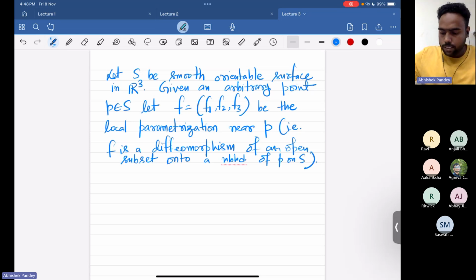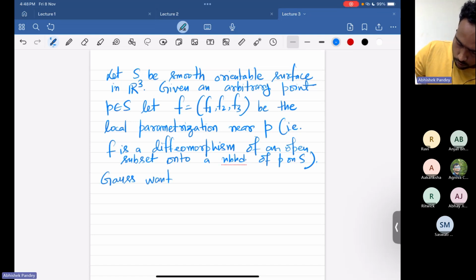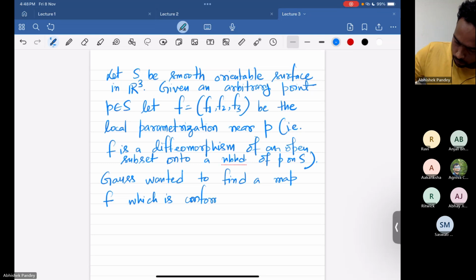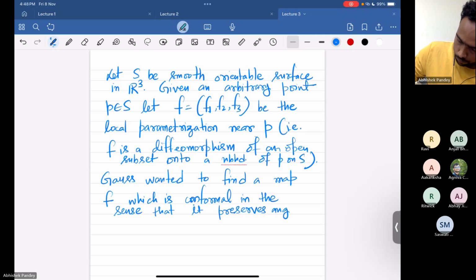Okay, so basically the Gauss problem was like: Gauss wanted to find a map F which is conformal, in the sense that it preserves angle. Okay, we'll see this in detail.